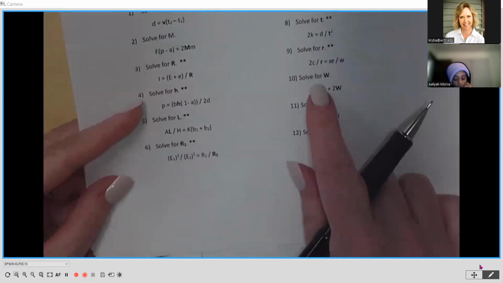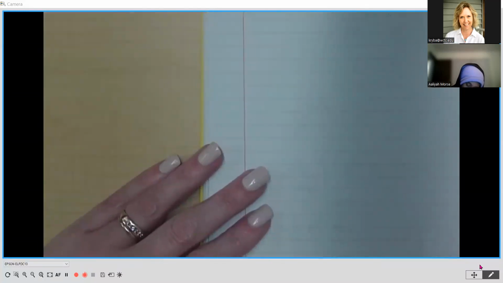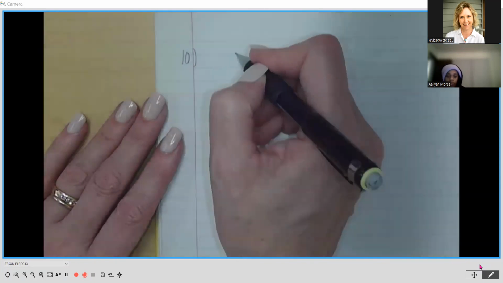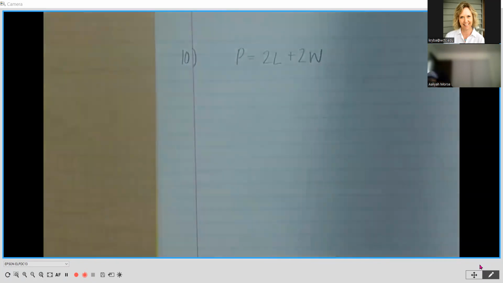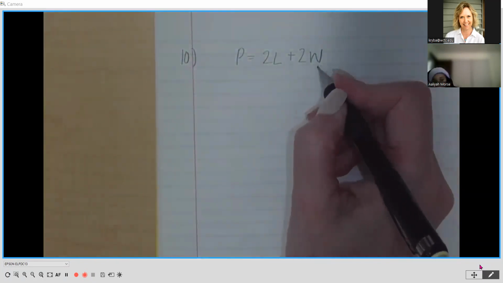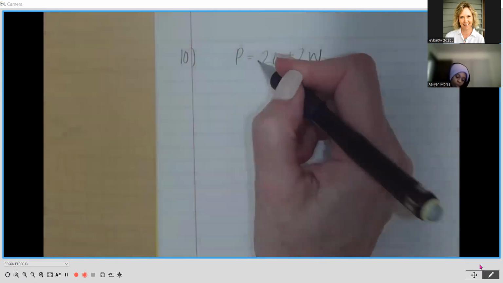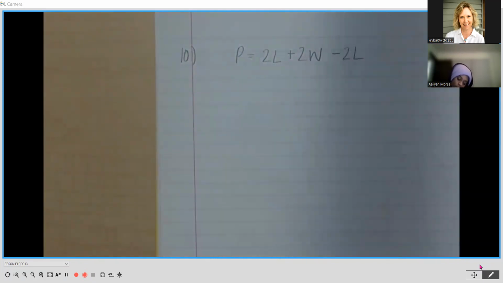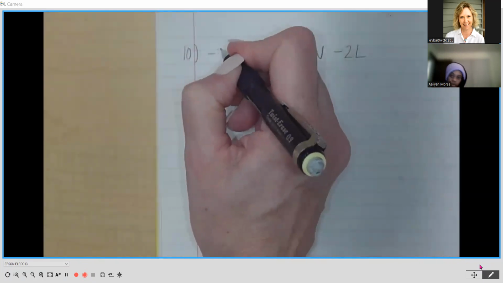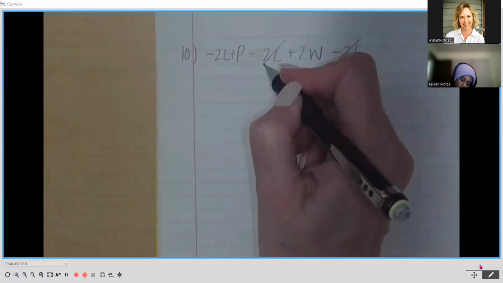Number 10, we're going to be solving for W. And here's our problem: P is equal to 2L plus 2W. So we're solving for W here. The first thing I'm going to do is get rid of the 2L, right? There's an imaginary positive out front here. So to clear that on the right-hand side, we would have to subtract 2L, and then we subtract 2L on the other side. And there's a positive out front of the P, so it cancels on this side.